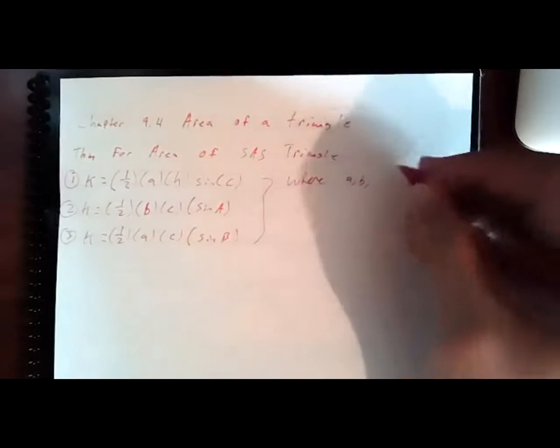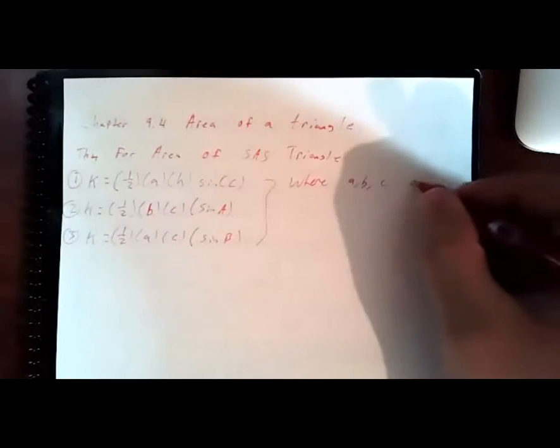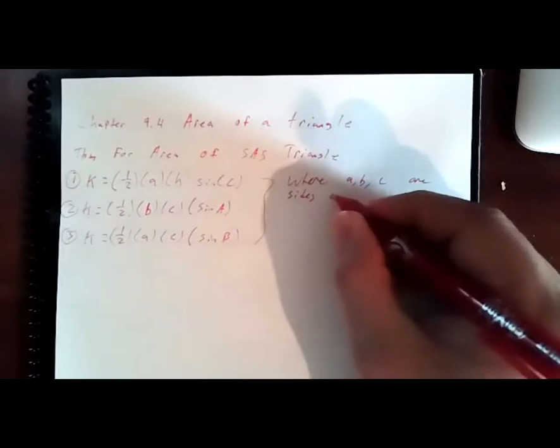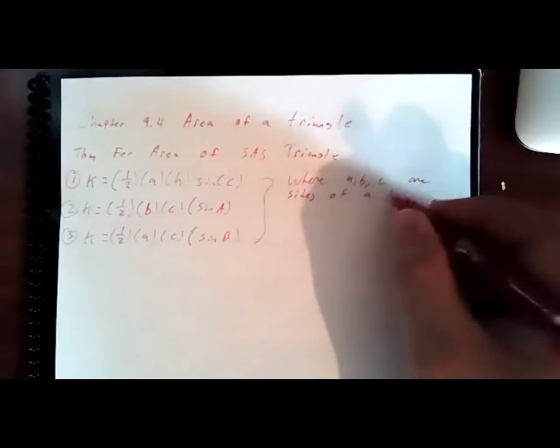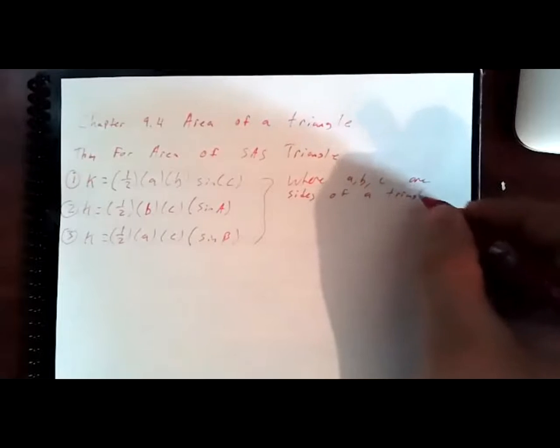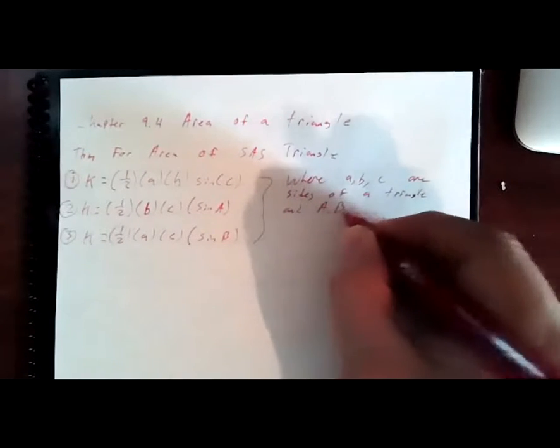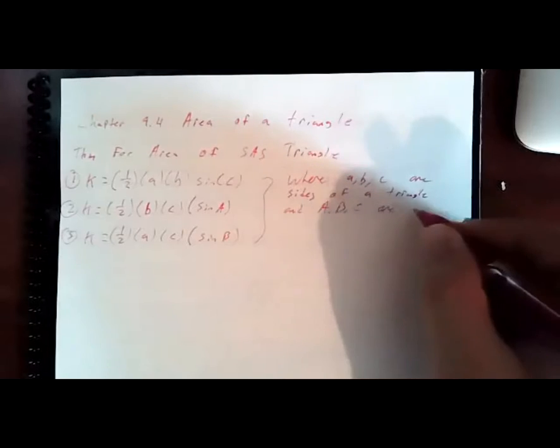So this is where a, b, c are sides of a triangle, and capital A, B, C are angles.